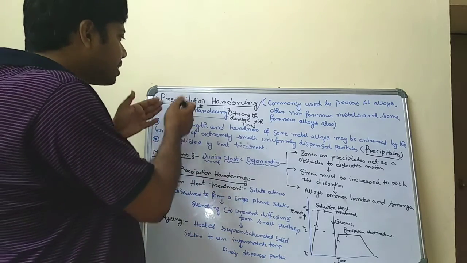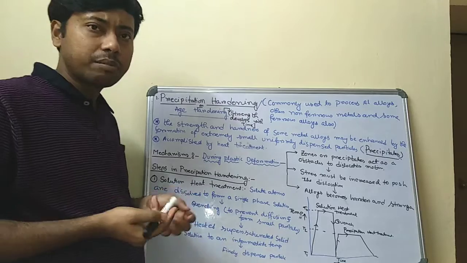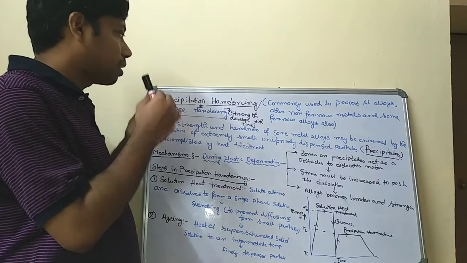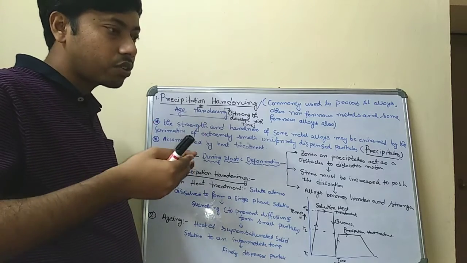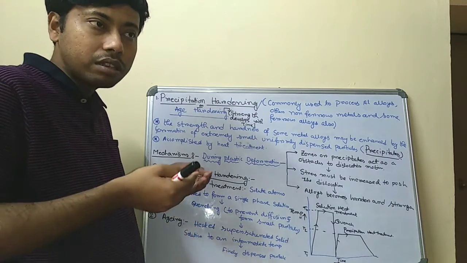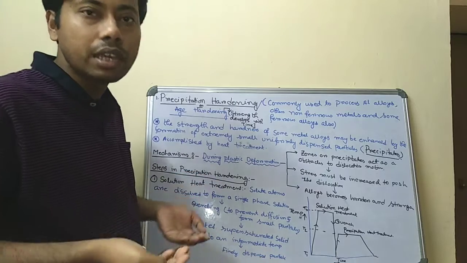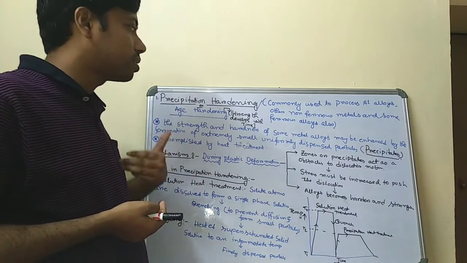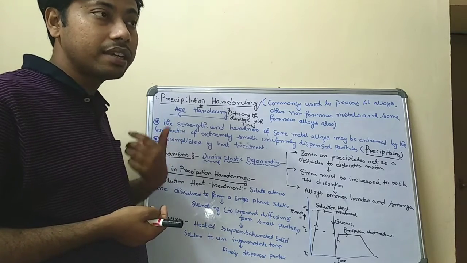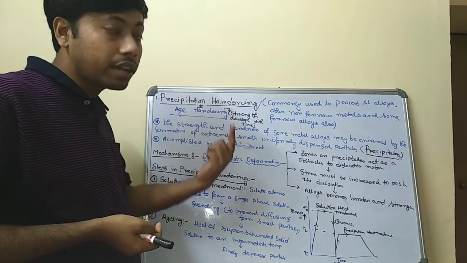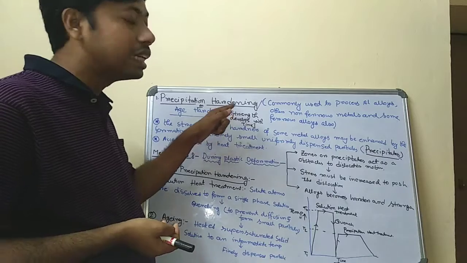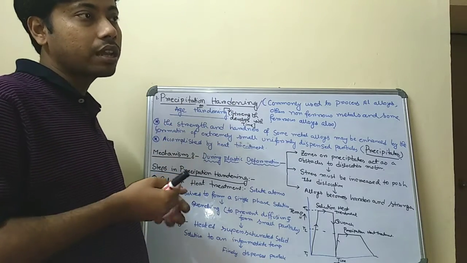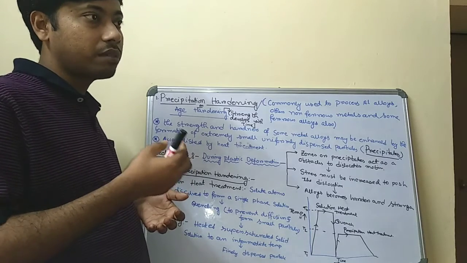Now, why is it called precipitation hardening, also age hardening? Because, as the name suggests, age. Solid solution strengthening, grain refinement, all these increase the strength of the materials. It is called age hardening because the strength develops with time. The more time you give the material, the more strength it can develop.